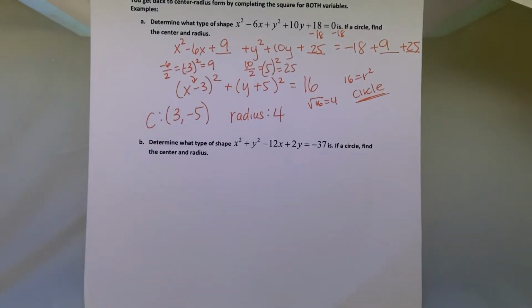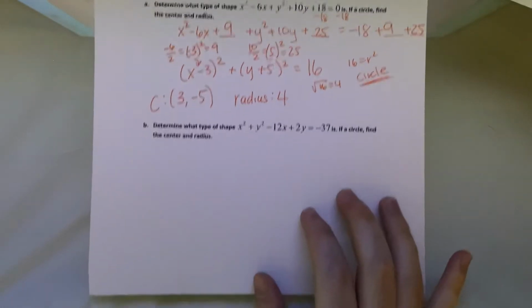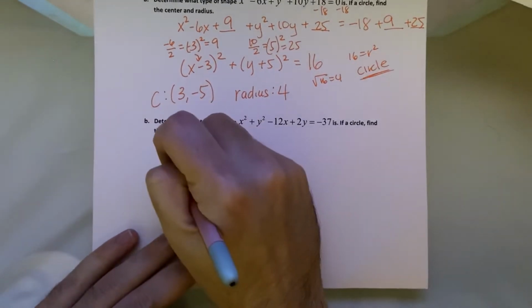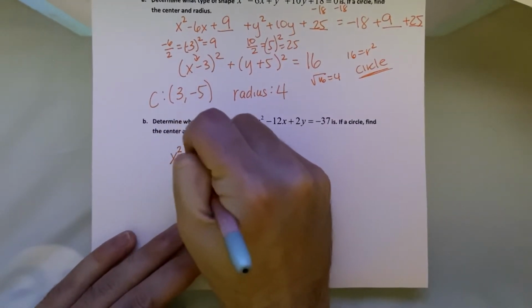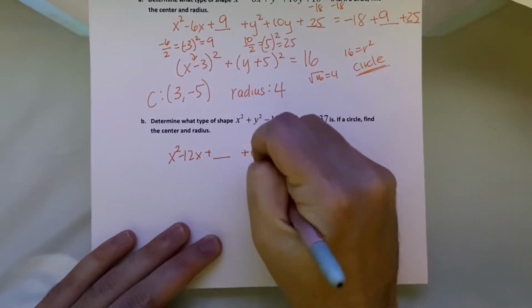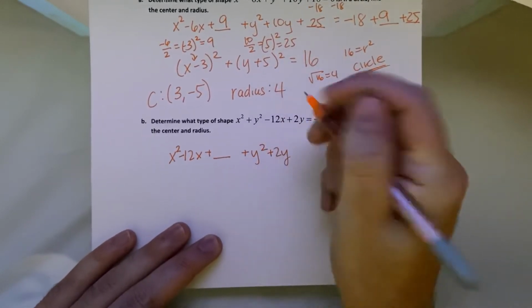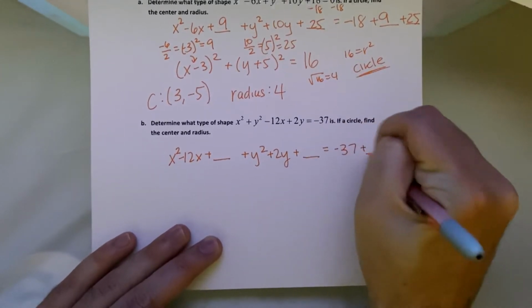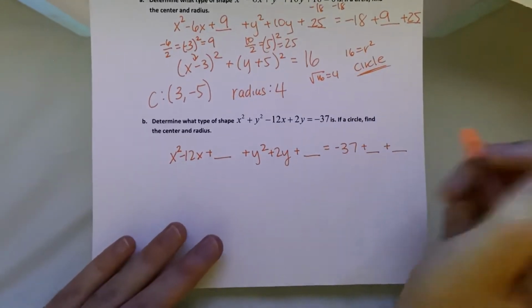Guys, let's finish off circles. So again, x squared plus y squared minus 12x plus 2y equals negative 37. We already have our constant over to the other side. So let's collect our x terms: x squared minus 12x plus blank. Collect our y terms: y squared plus 2y plus blank equals negative 37 plus blank plus blank.